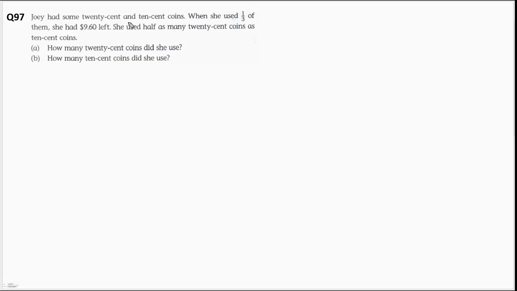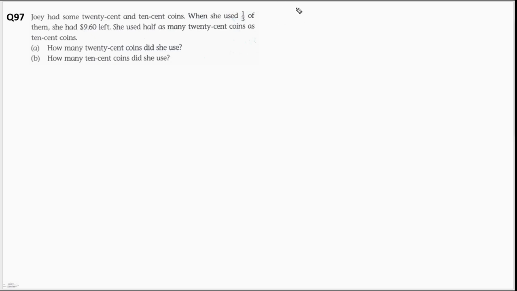Joey had some 20-cent coins and 10-cent coins. When she used a third of them, she had $9.60 left. She used half as many 20-cent coins as 10-cent coins. And remember, if you find it difficult to think of it in dollars, just think of it as pounds, and these would be 20p coins and these would be 10p coins.